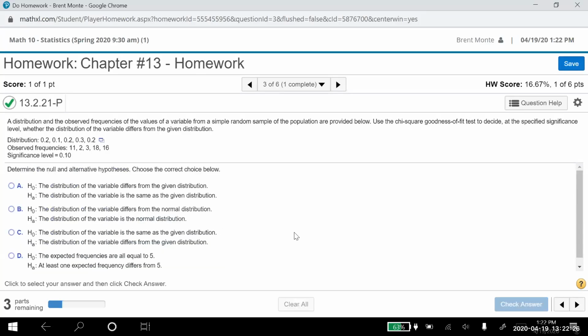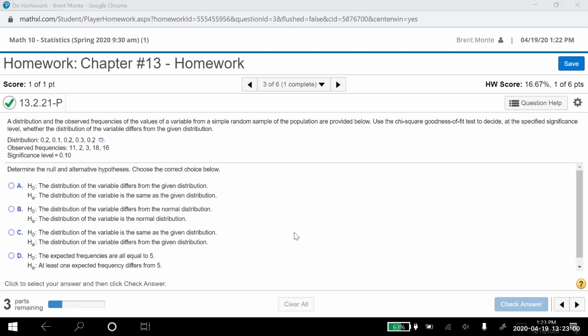So now let's read this one. It says the distribution in the observed frequencies of the values of a variable from a simple random sample. Remember, that's one of our 3 assumptions that have to be true. From a simple random sample of the population provided below, use the chi-squared goodness of fit test to decide at the specified significance level whether the distribution of the variable differs from the given distribution. That sentence is essentially our alternative hypothesis. So let's set up our hypotheses.